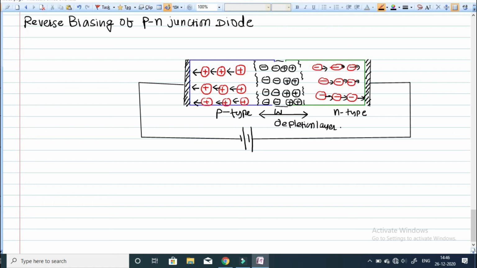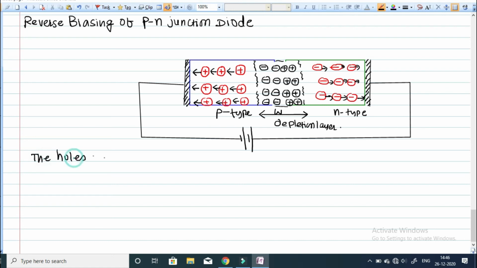So this is the process of reverse biasing. What is reverse biasing? When the p region of the diode is connected to the negative terminal of the battery and the n region is connected to the positive terminal of the battery, the PN junction diode is said to be reverse biased, just the reverse of the previous case. Now what will happen when it is reverse biased?